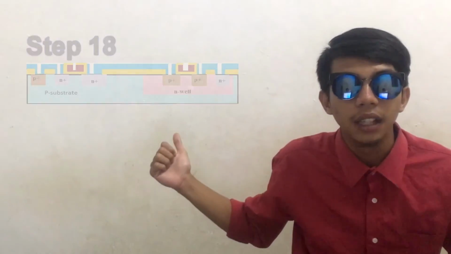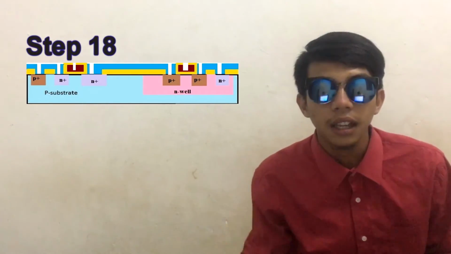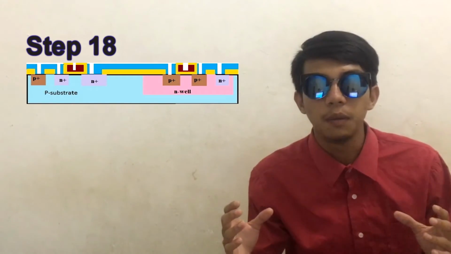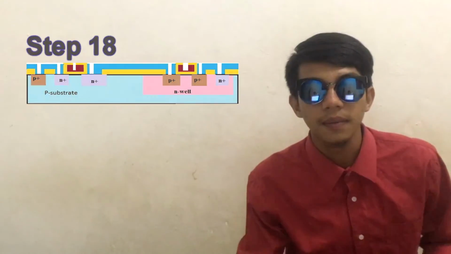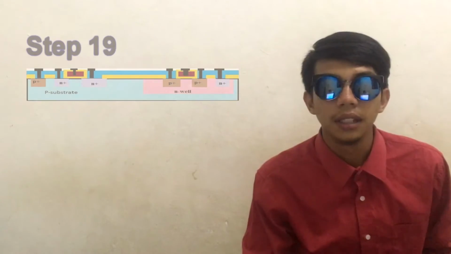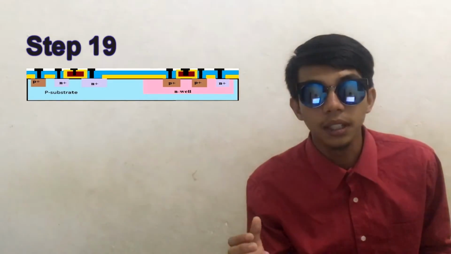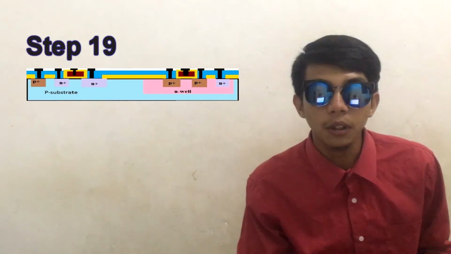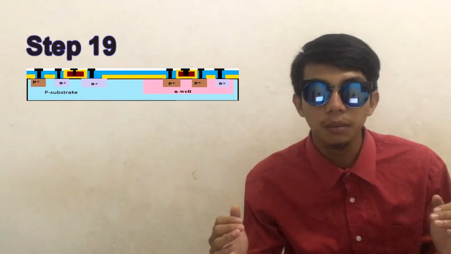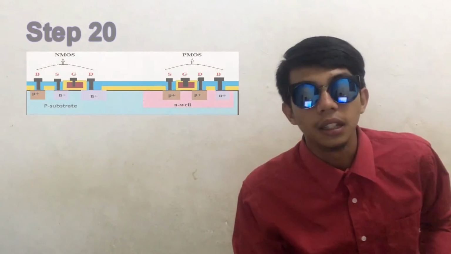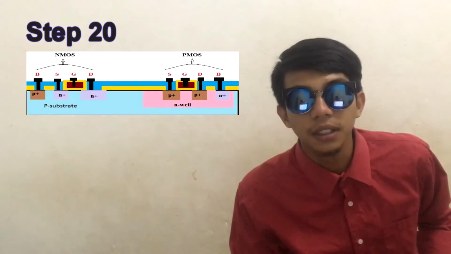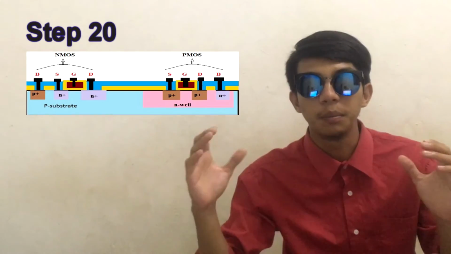Step 18, removal of excess metal. The excess metal is removed from the wafer layer. Step 19 is terminals. The terminals of the PMOS and NMOS are made from the respective gaps. For the last step, step 20, assigning the names of the terminals of NMOS and PMOS.